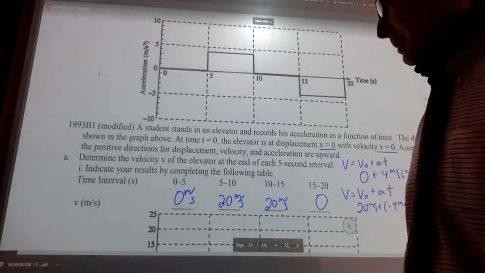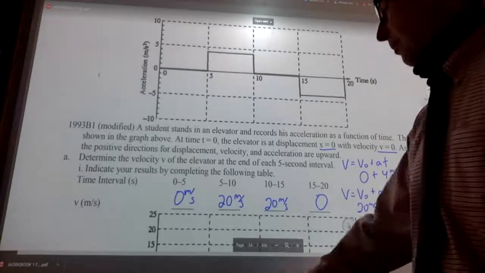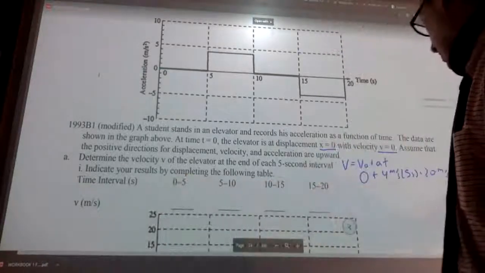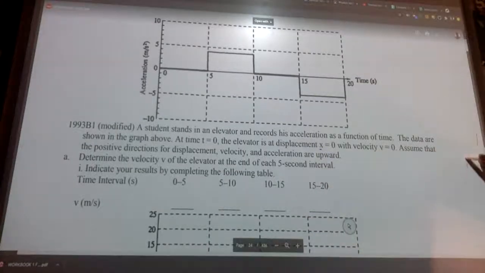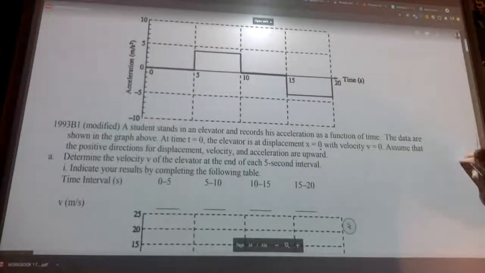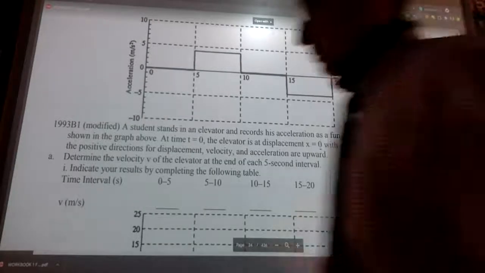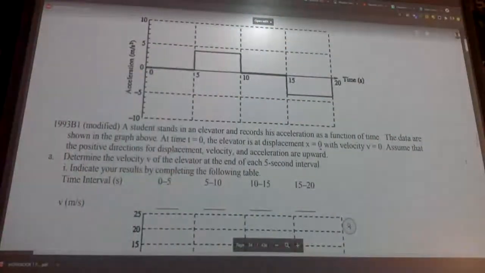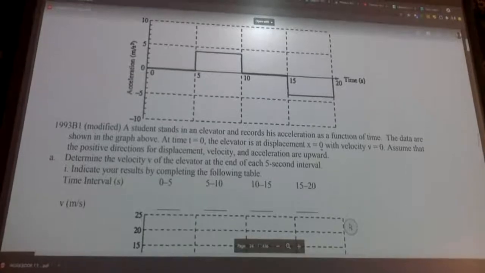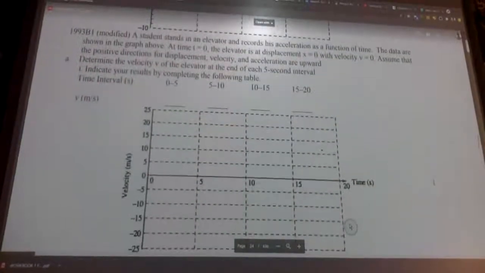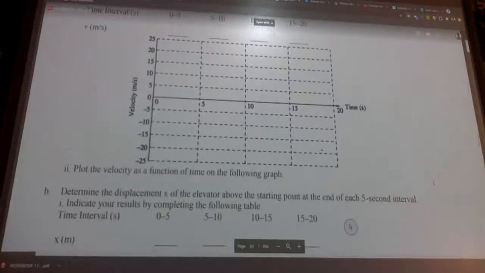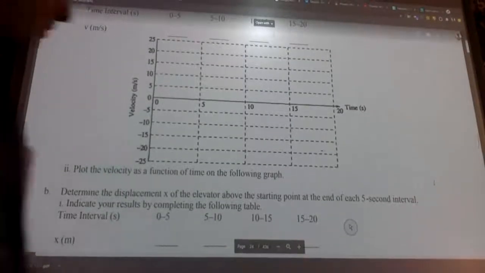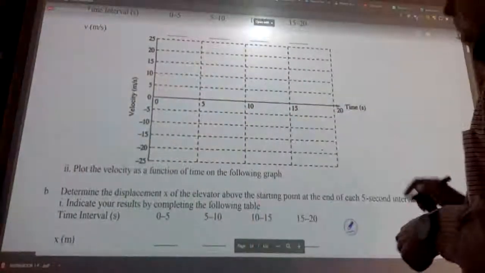I'm going to pause this because I'm going to erase this since I want to scroll and this stuff will stay in place. I want to scroll.